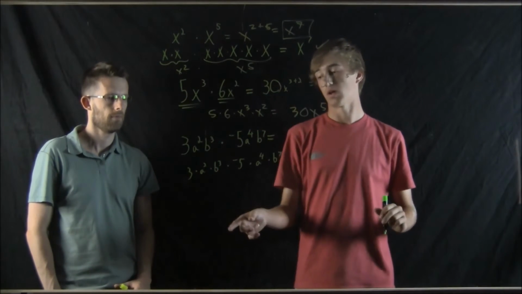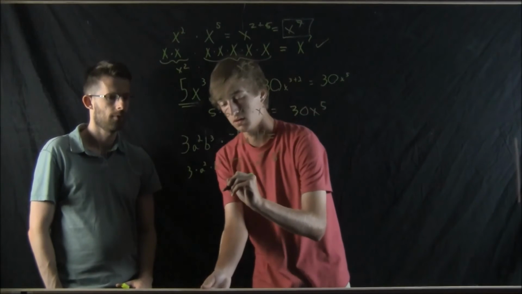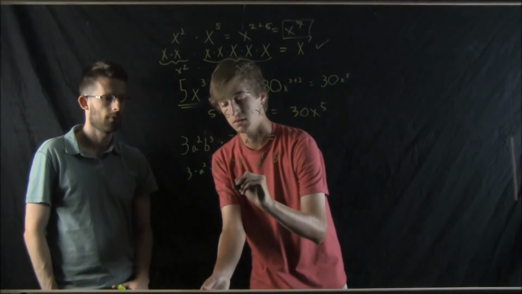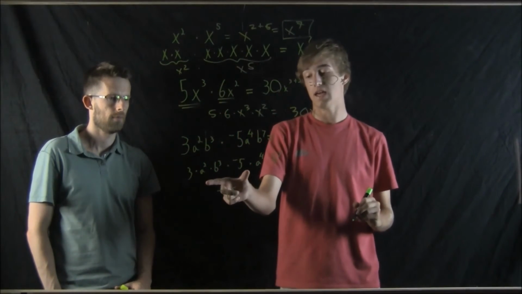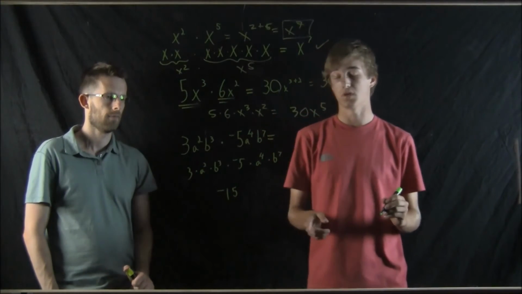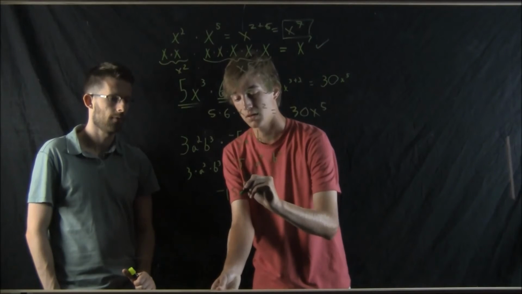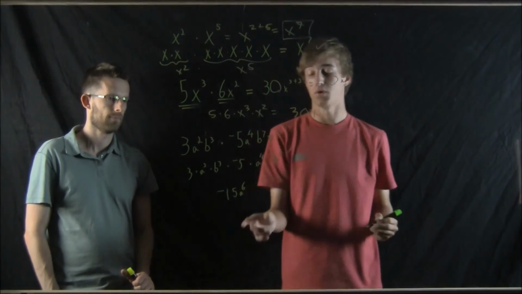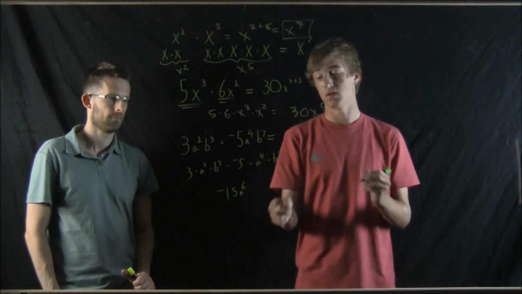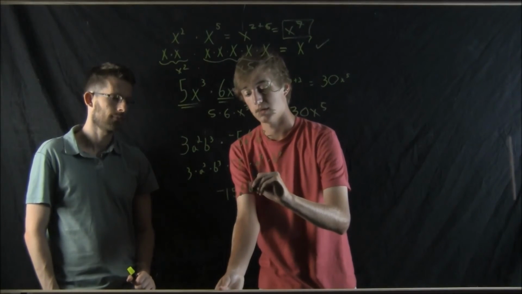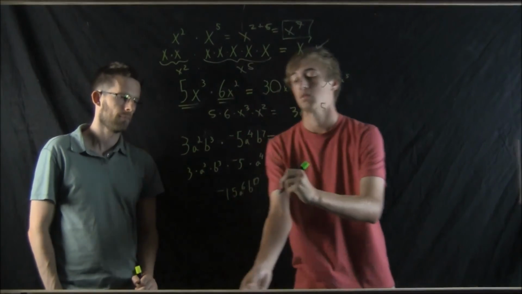And we want to combine our like terms, so our coefficients, and we'll get negative 15. And then we'll have the a's, and we know from our previous rule that you want to add the exponents, so we'll have 2 plus 4, which gives us 6. And then we want to add the b's, so it's 3 and 7, and you'll get b to the 10th. Perfect.